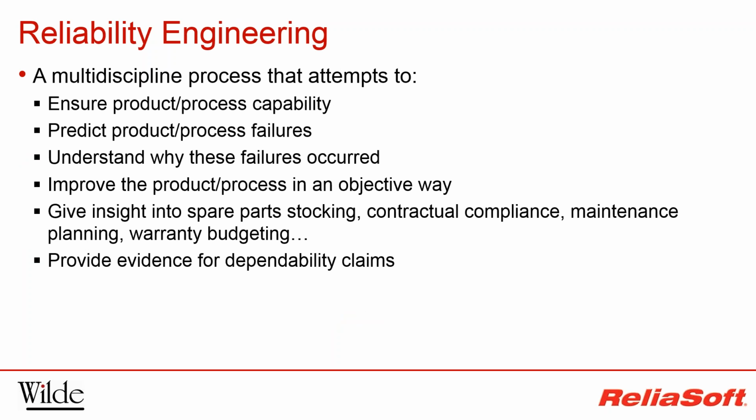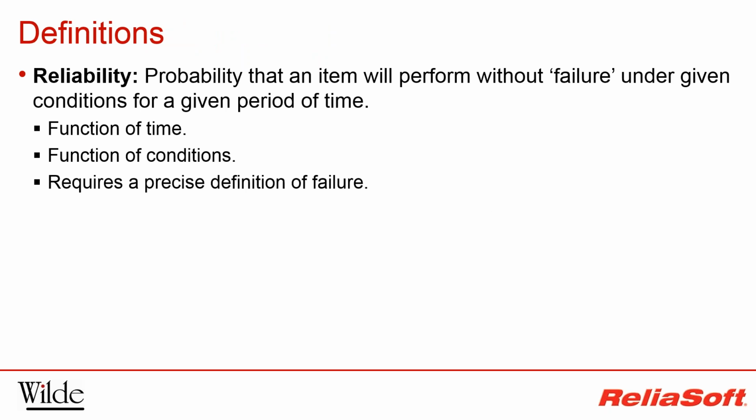For simplicity, I will use the word item to describe the subject of any of the FMEAs here, whether that's a system, a component, a product, a process, or an asset, just to list a few. As part of a reliability program, it is important to give a clear definition of what is meant by reliability and also what is classed as a failure.